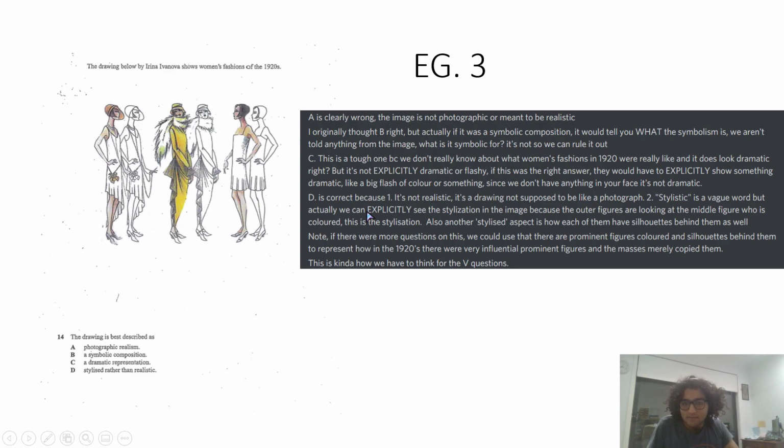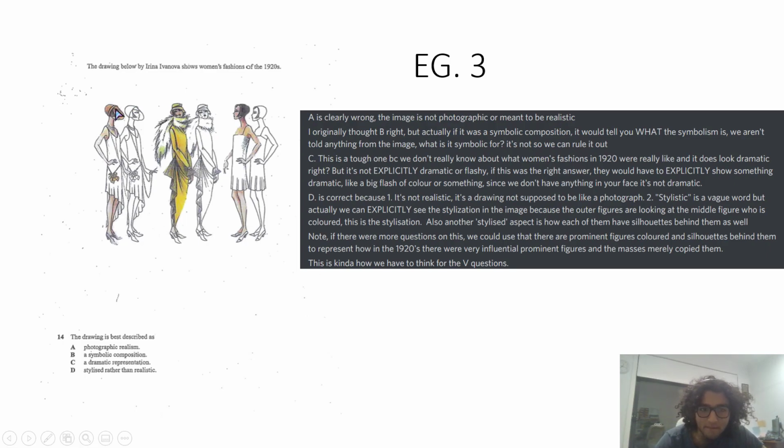So D is correct because, one, it's not realistic, right? It says stylized rather than realistic. Well, it's not realistic. It's a drawing, not supposed to be like a photograph. And then two, the stylistic part of it. Stylistic is a vague word, but actually we can explicitly see the stylization in the image because the other figures are looking at the middle figure who is the most colors, right? This is stylization, right? This is what they've done with the style, you know what I'm saying? And it's made to look nice as well.